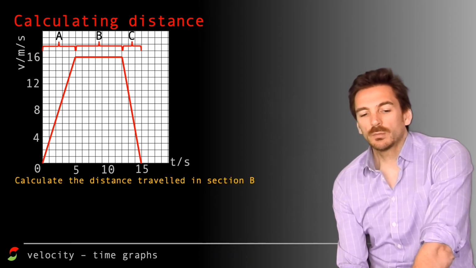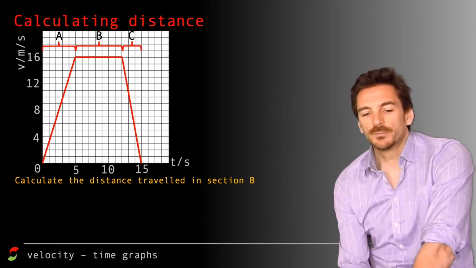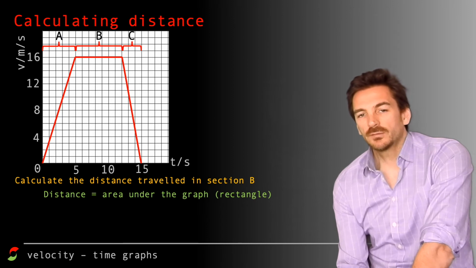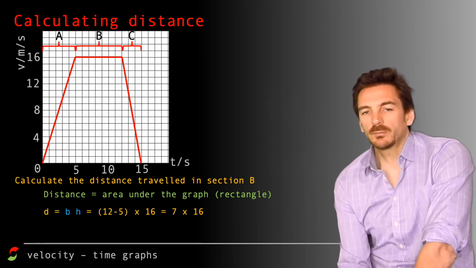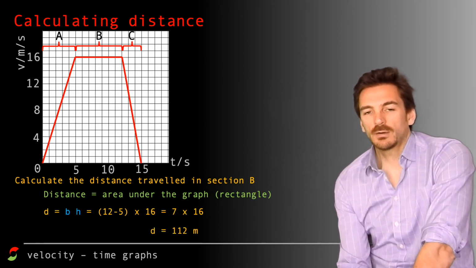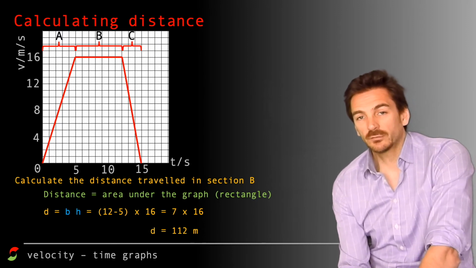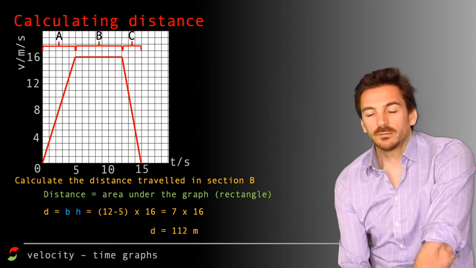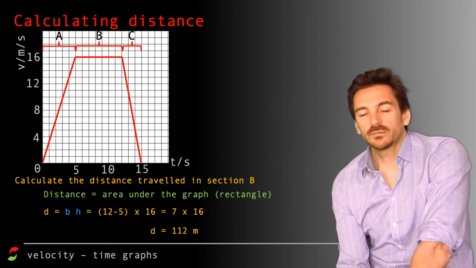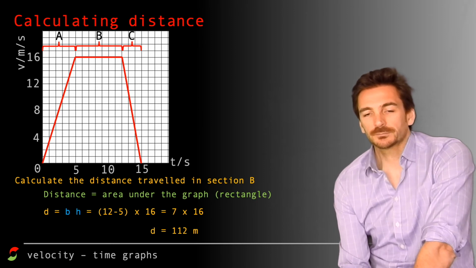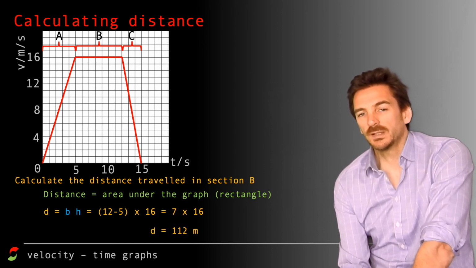Let's have a look at section B. Well, section B, that's a rectangle. We've got to remember that the distance for that section is the area under. In this case, we're looking at a rectangle. So this is just base times height. So if we calculate the base times height, the base we've got to remember is for section B only, which means we've got to do 12 minus 5 to calculate the base. But the height is still 16 meters per second. So we get 112 meters for the distance travelled there.